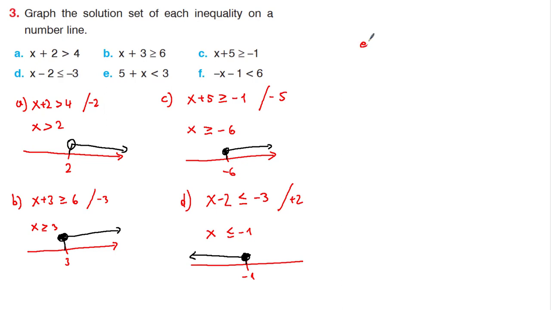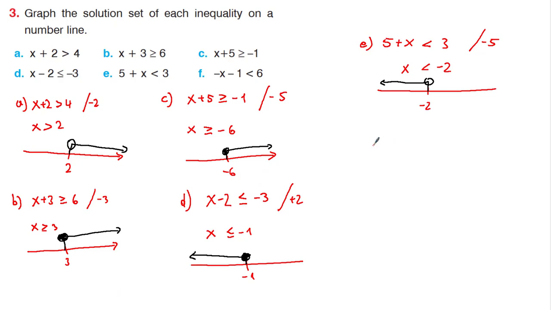Under E, we have 5 plus x is less than 3, so we will subtract 5, and we get 3 minus 5, it's negative 2. X is all real numbers that are less than negative 2. So that means to the left side of negative 2, like this, but negative 2 won't be included, so empty circle.